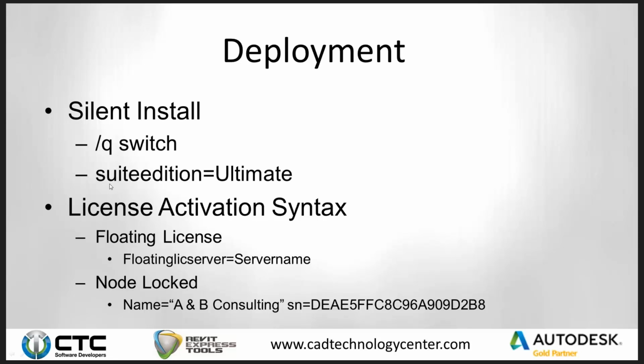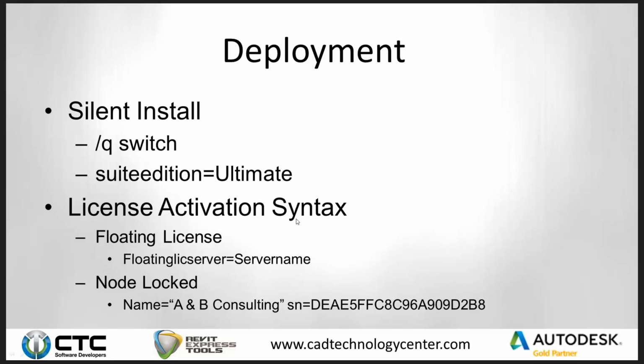And along with this, we're going to need to specify the suite edition. So we'll say this is going to be an ultimate. And then also, we have the option to activate our licensing during the scripted install as well. So if we wanted to use the floating license server, we would just add the switch floating lick server and then the server name. Or alternatively, you could node lock activate this license. So to do that, you would just enter in name equals and then your registered username, and then SN for serial number equals and then your serial number.